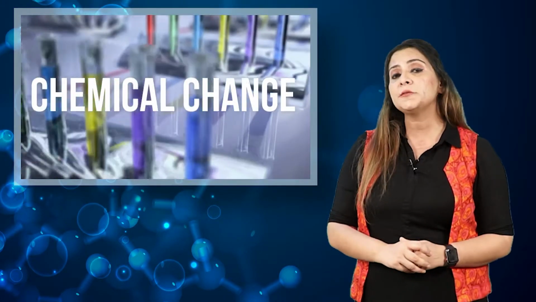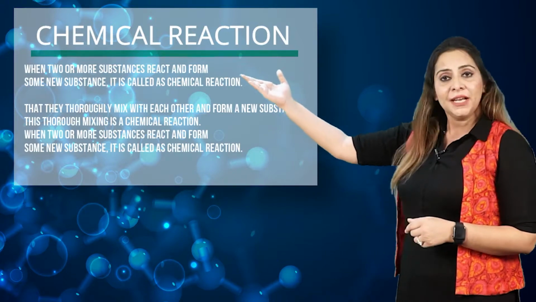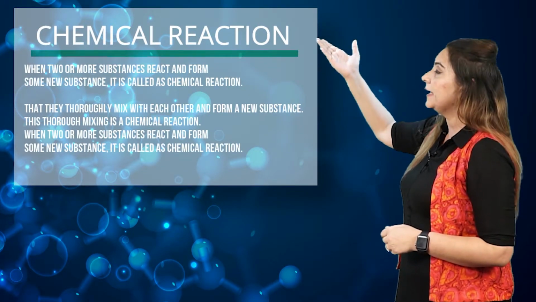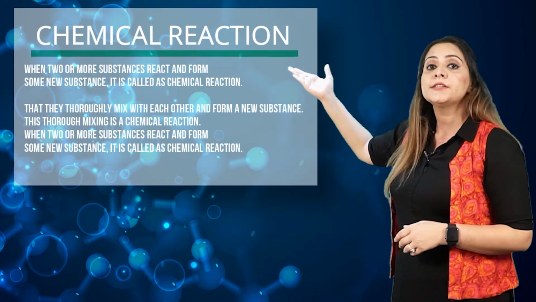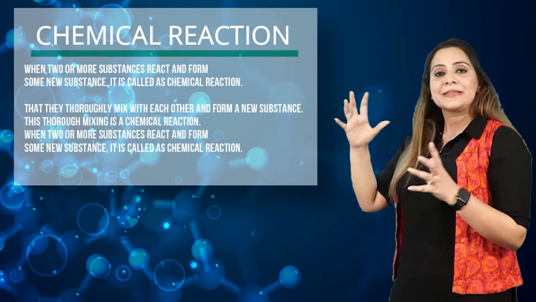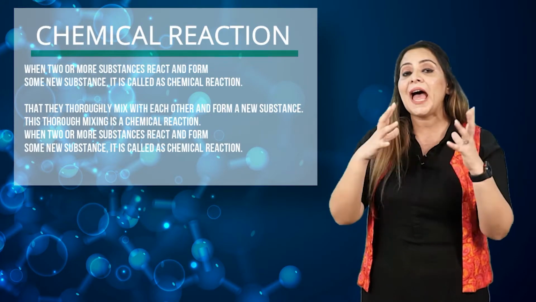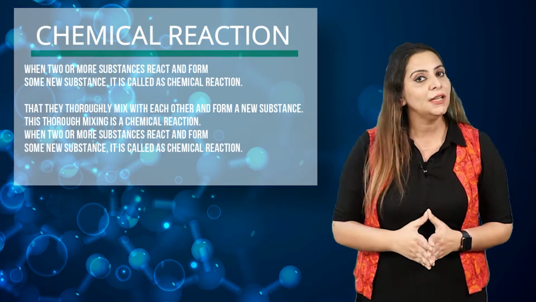Now the question must be coming into your mind: what is a chemical reaction? So just have a look on the board at how we are going to define it. Then I'm going to explain it to you. A chemical reaction is a process in which certain substances get mixed thoroughly and then a new substance is formed, right? So certain substances are mixed, they get mixed thoroughly and we get a new substance. That is called a chemical reaction.